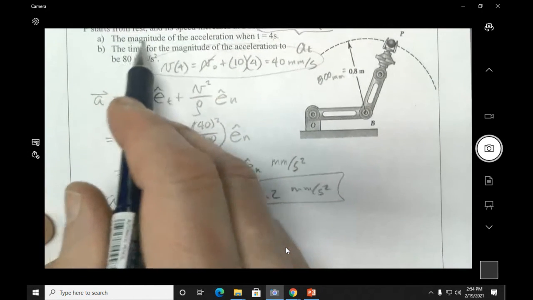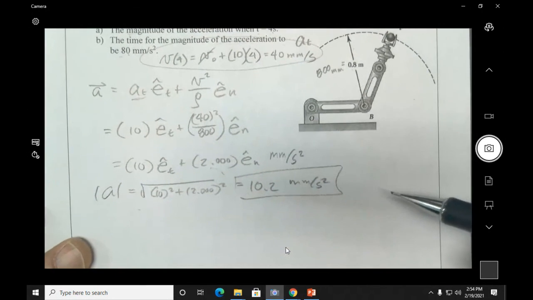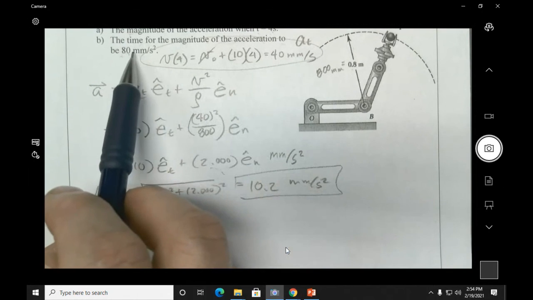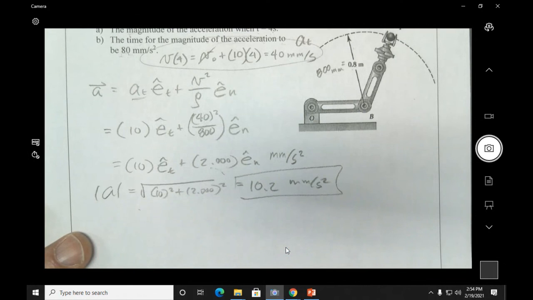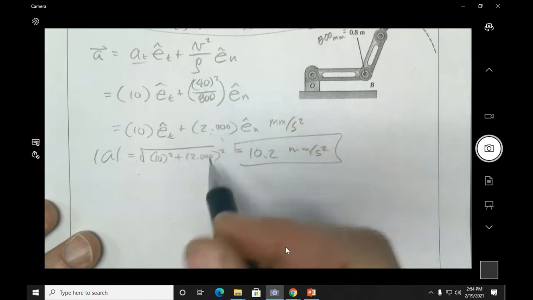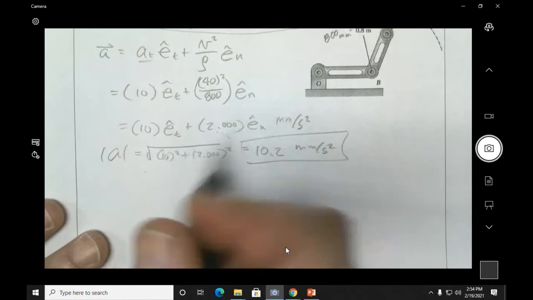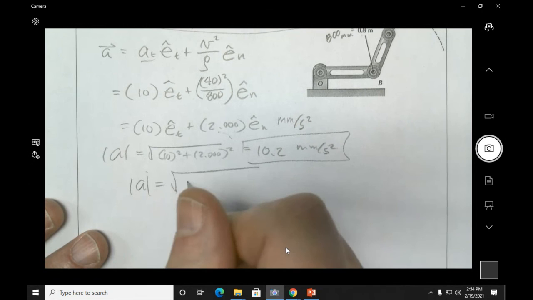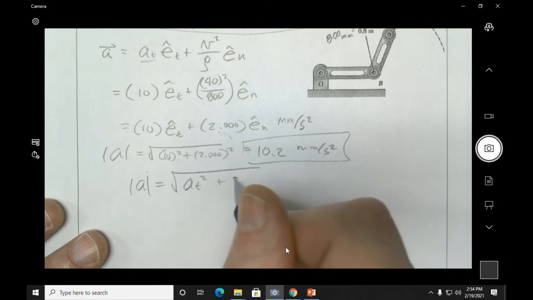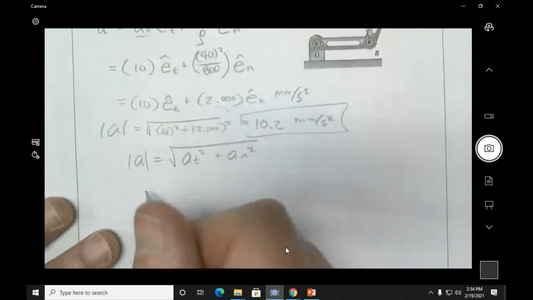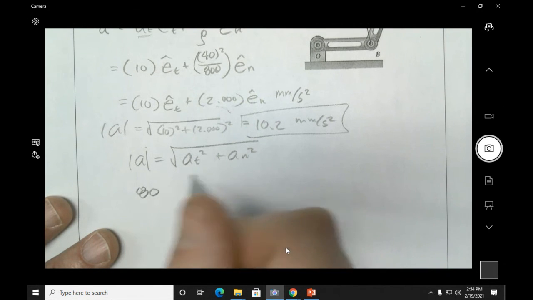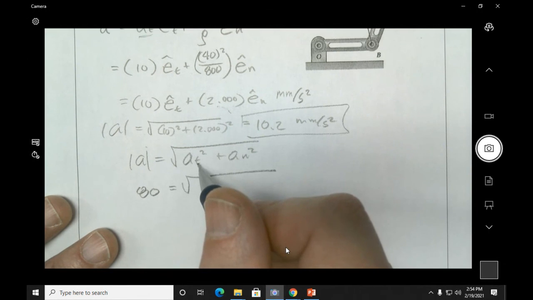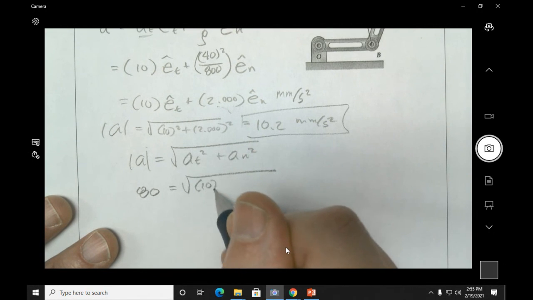So that's part A. Part B, the time for the magnitude of the acceleration to be 80 millimeters per second squared. Well, she did it in one step. I would do the same thing here, where now let's say the magnitude was AT squared plus AN squared, right? So I'm going to say 80 is equal to, well, we know that this is still 10.